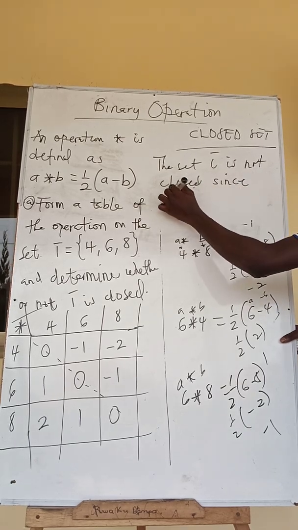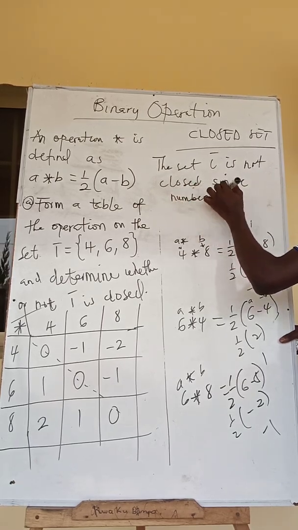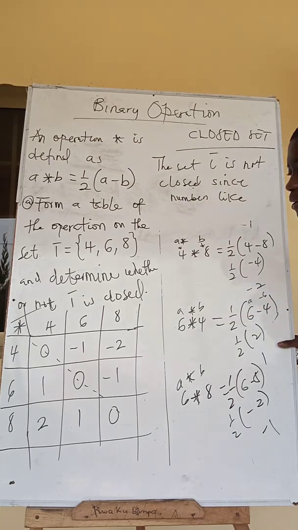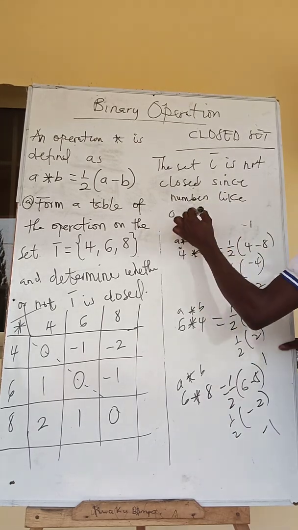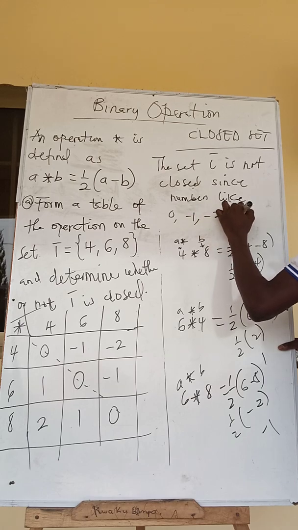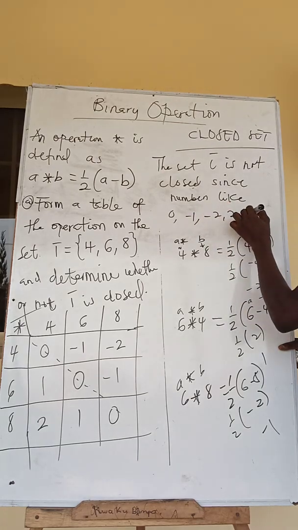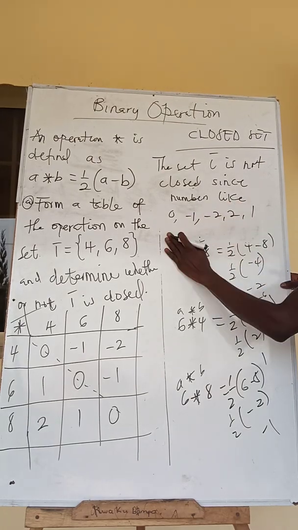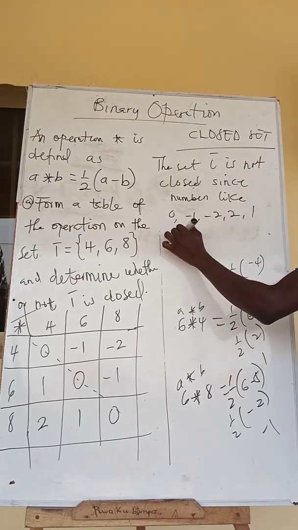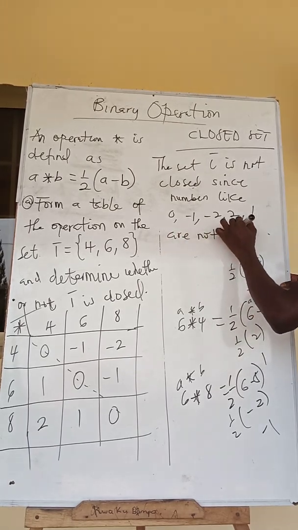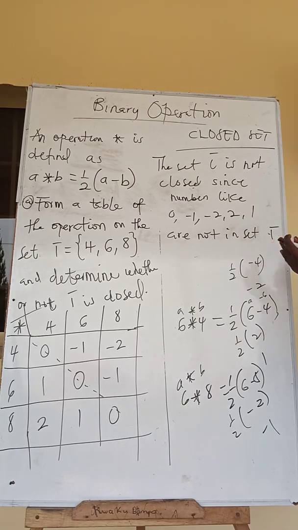since numbers like, which other numbers can you see? We have 0, -1, -2, 2, and we also have 1, are not in set T.